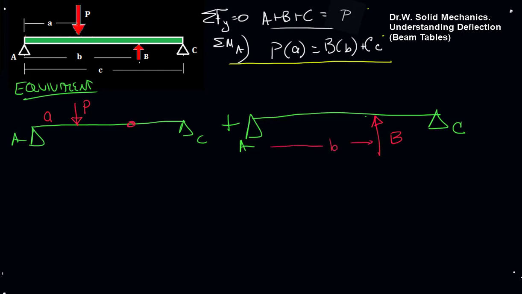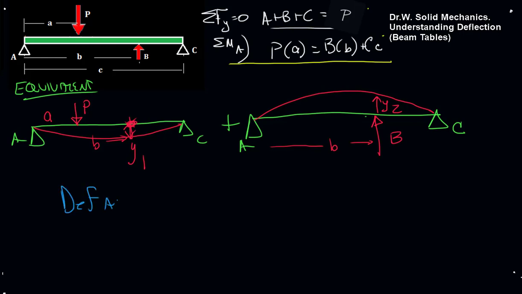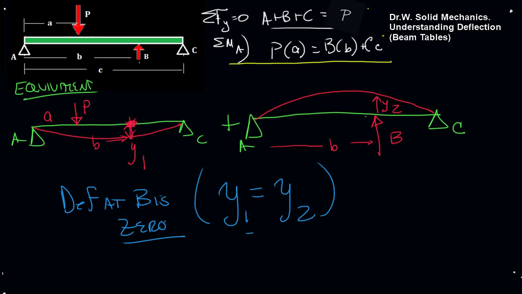And note that the deflection here at a distance b is equal to y1. In this sag model, we have a y2. Since the deflection at B is 0, y1 has to equal y2. And we'll find that this will generate our third equation. So we have 1, 2, 3 independent equations, and we can solve for all 3 unknowns.